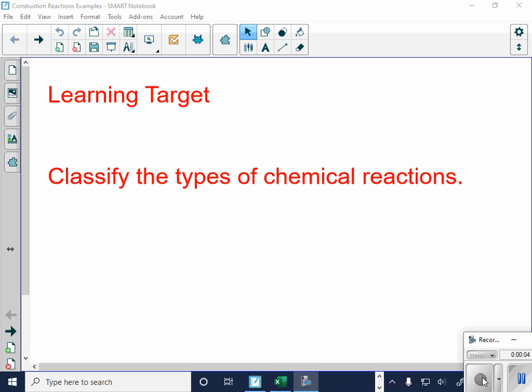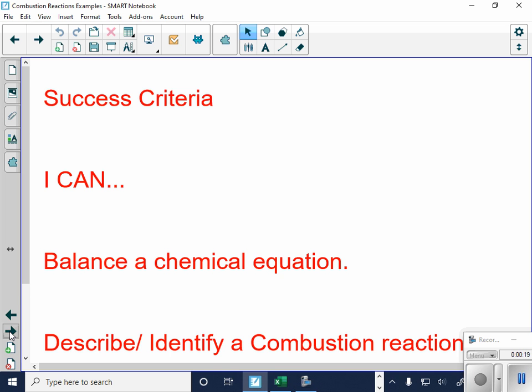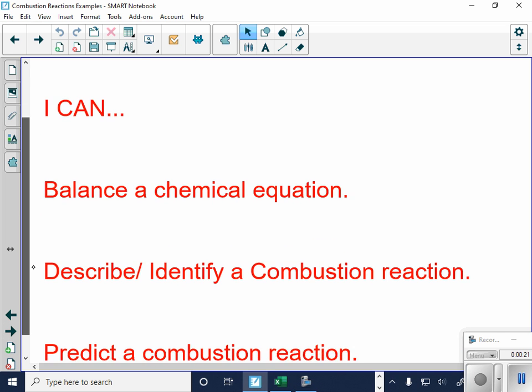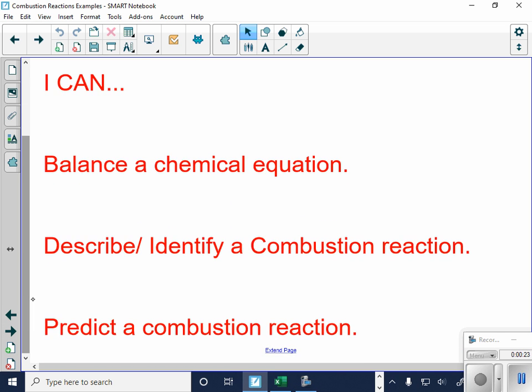Okay, believe it or not, this is the last of the 5 types of chemical reactions. So, our learning target once again is to classify the types of chemical reactions. Our success criteria, once again: balancing a chemical equation, describe/identify a combustion reaction, and finally, predict a combustion reaction.